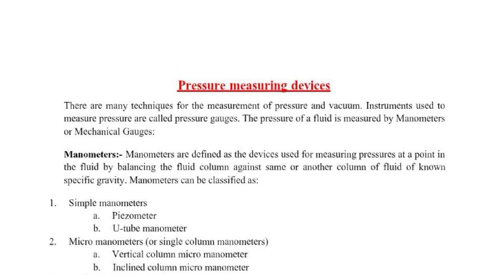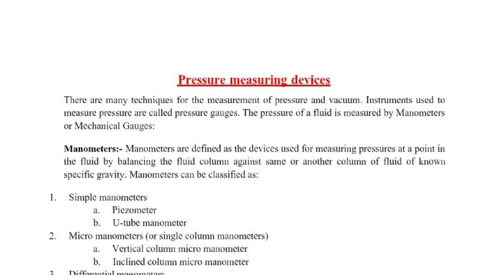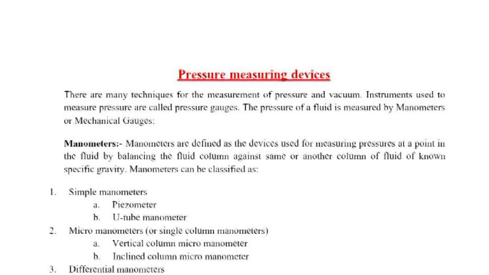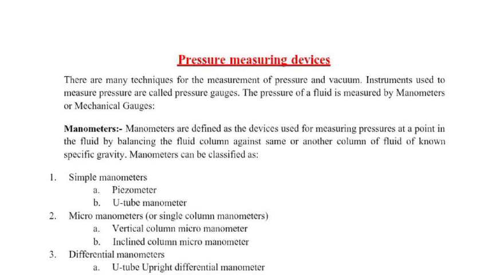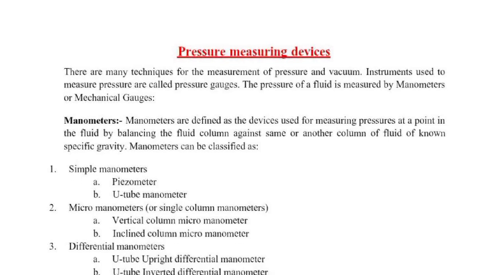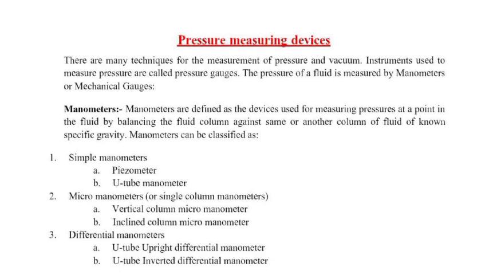There are many techniques for measurement of pressures and vacuums. The instruments used to measure pressure are called pressure gauges. The pressure of a fluid is measured by manometers or mechanical gauges. Different types of devices are used to measure the pressure. One of them is the manometer, and the other is the mechanical gauge.